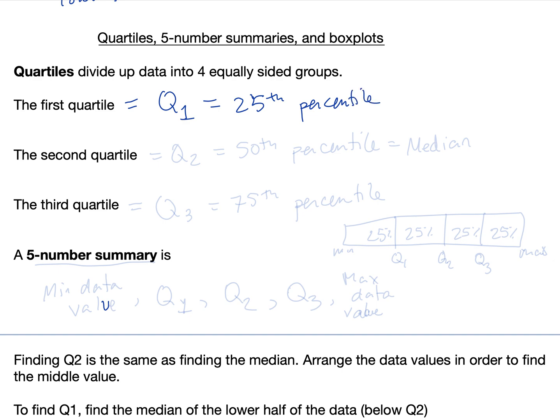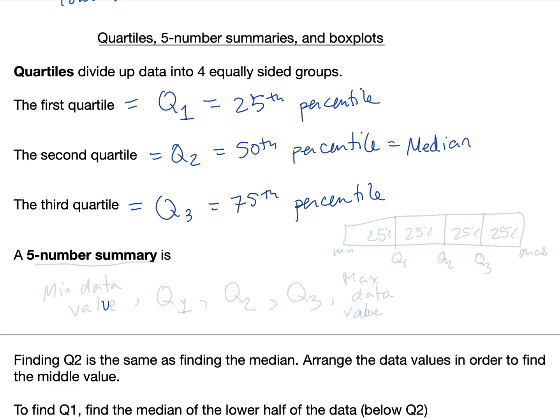So it has 25% of the data at or below that value and 75% of the data at or above that value. The second quartile, or Q2, is also the 50th percentile. So it has 50% of the data at or above it, 50% of the data at or below it, and that means it's also the same thing as the median. And the third quartile, or Q3, is the 75th percentile, and so Q3 has 75% of the data at or below it and 25% of the data at or above it.